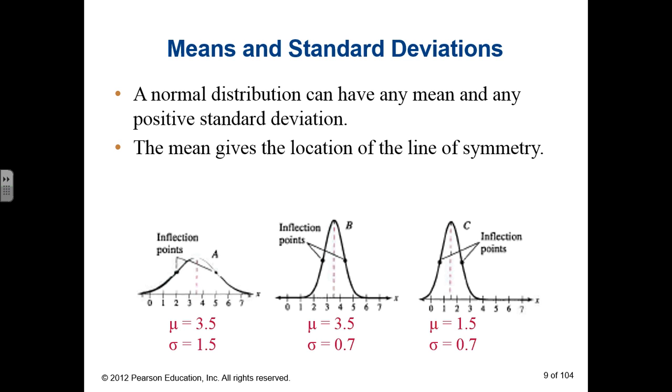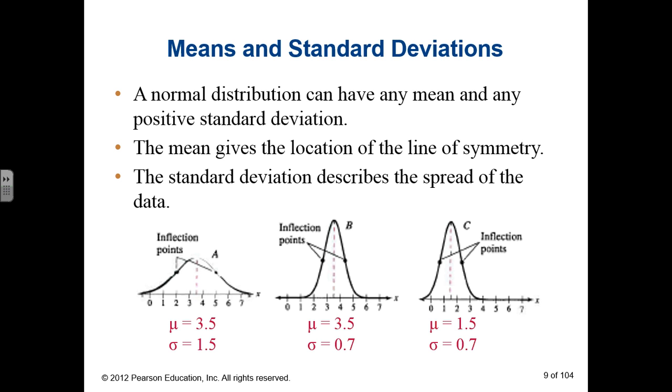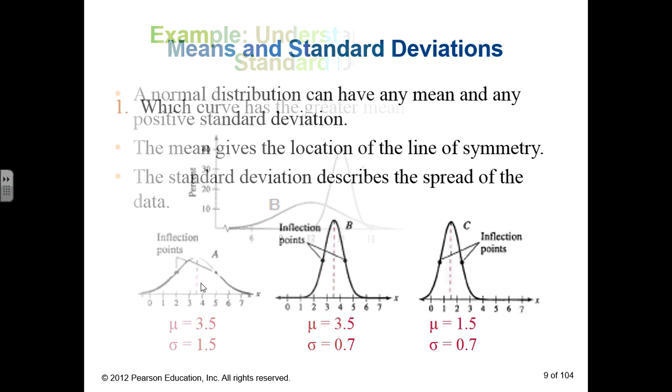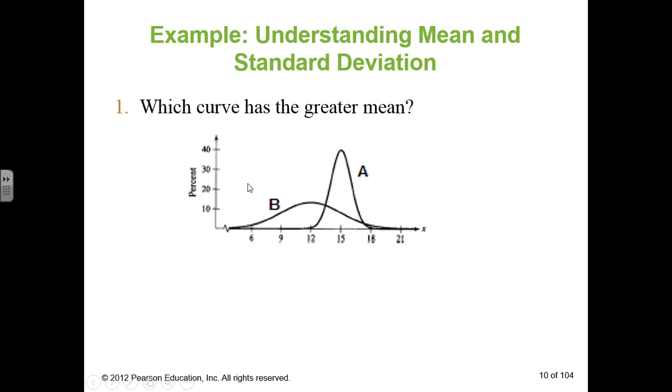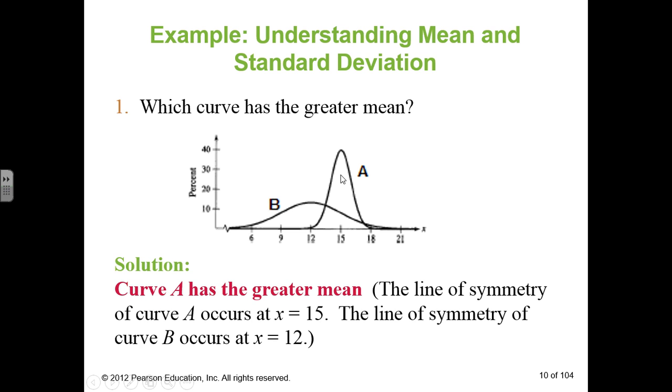The mean always gives the location of the line of symmetry. The mean is always where you fold the bell and you would get it symmetric on either side. And standard deviation describes the spread, how spread out the bell is. So which of these curves has a greater mean? Well, the mean is located here at 15. Over here, the mean is located at 12, so A has the higher mean.